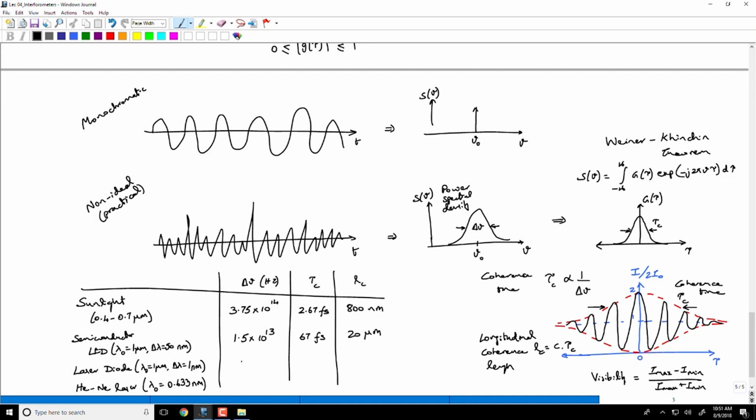Whereas with a laser diode, it's 3 times 10 power 11 hertz, which corresponds to 3.3 picoseconds, and here the coherence length is in the order of a millimeter. And finally, the helium neon laser line width is 1 megahertz, which will correspond to 1 microsecond coherence time and 300 meters. Even if you take D2 to 300 meters, you still have some visibility, you can still see about 50% visibility.